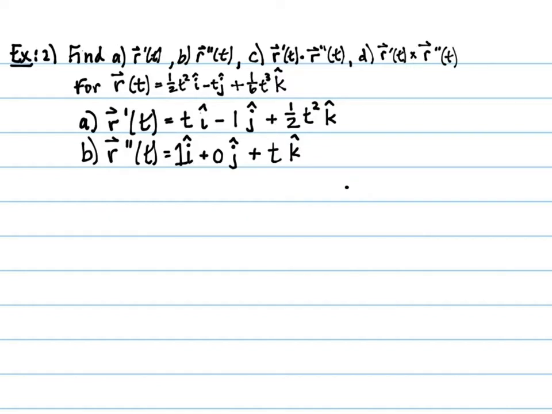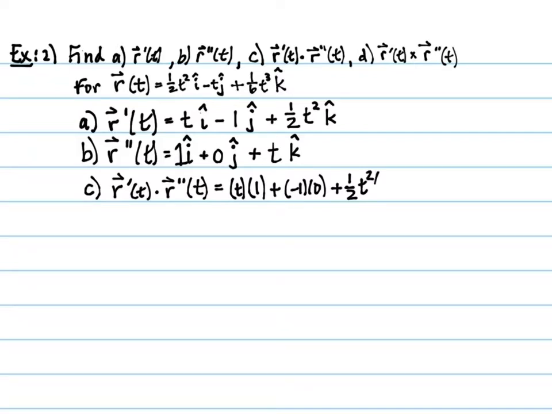So on part C, we're going to do the dot product of these two vectors. If you remember the dot product, we're going to take these component-wise and multiply, so t times 1 plus negative 1 times 0 plus 1/2 t squared times t. Middle term obviously goes away, but otherwise I end up with a t at the beginning plus 1/2 t cubed at the end. Okay, and of course the one that's the most work is the cross product.